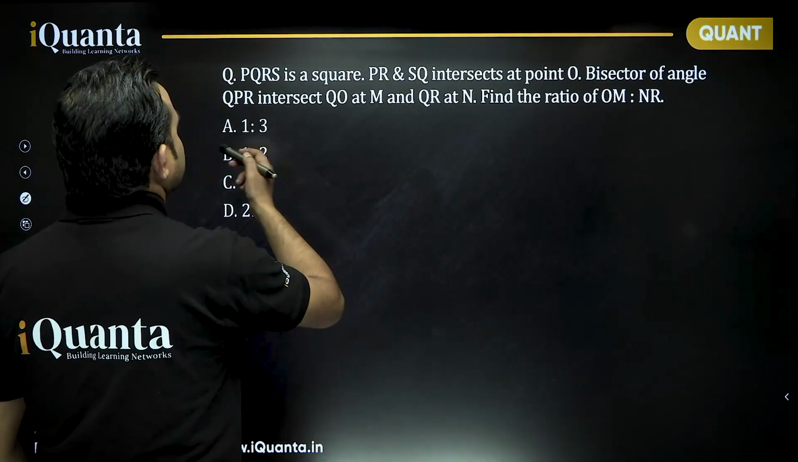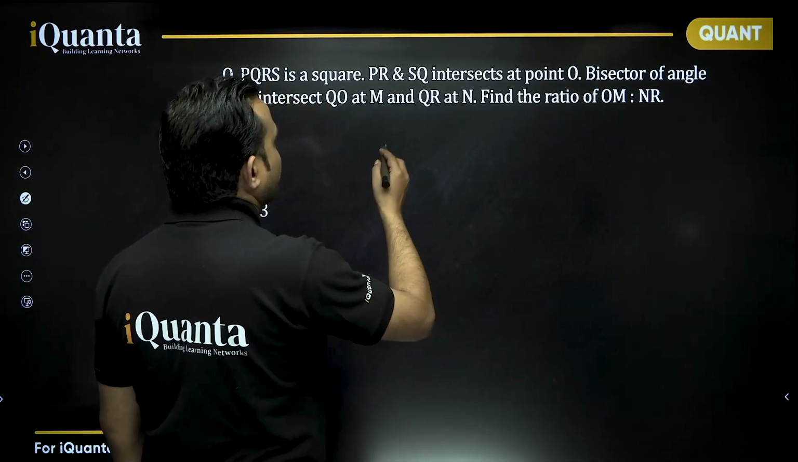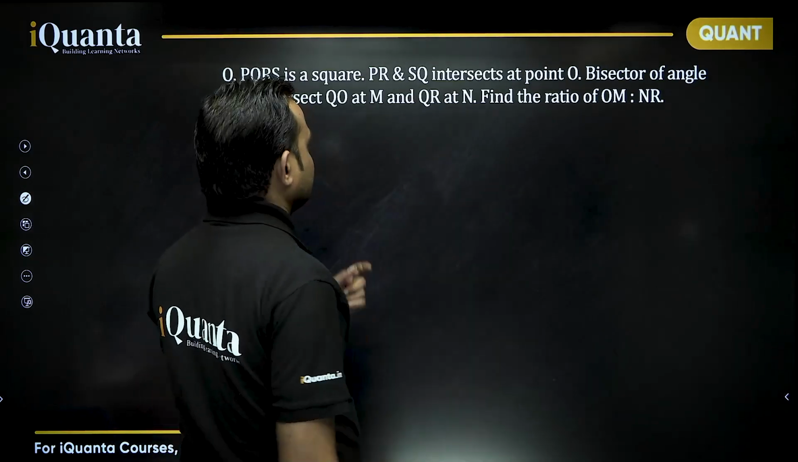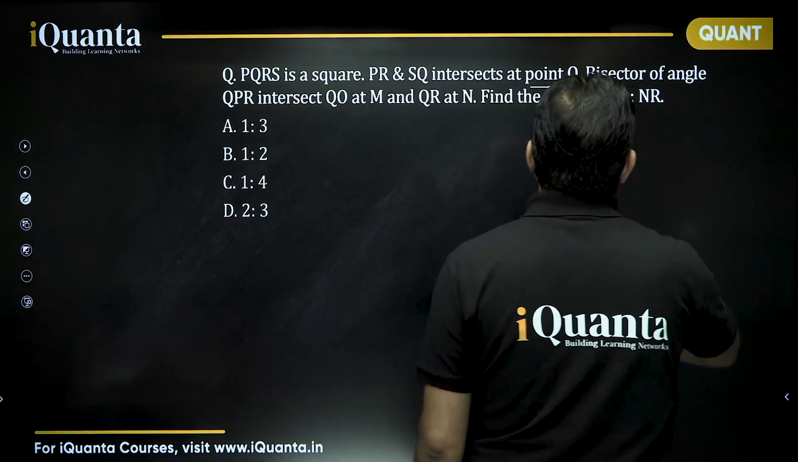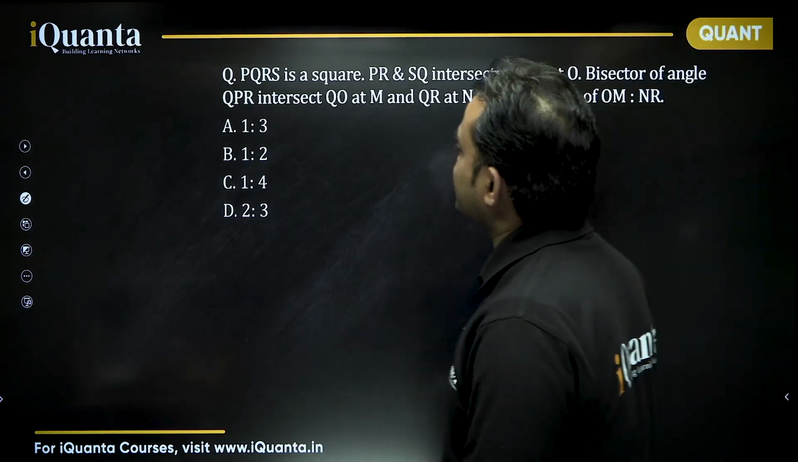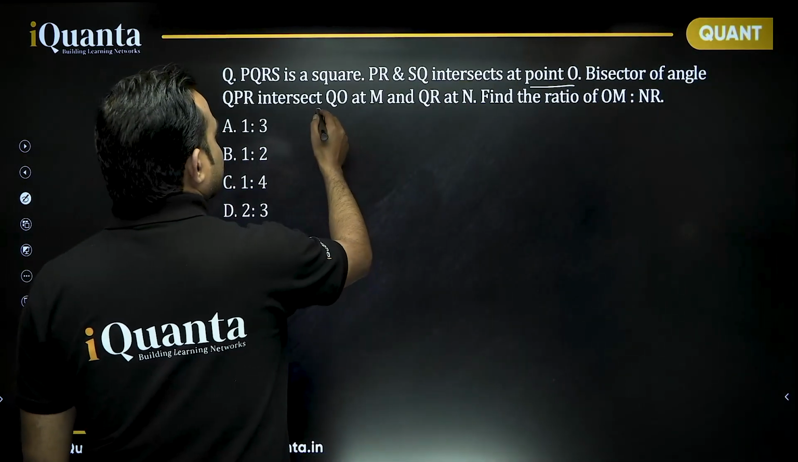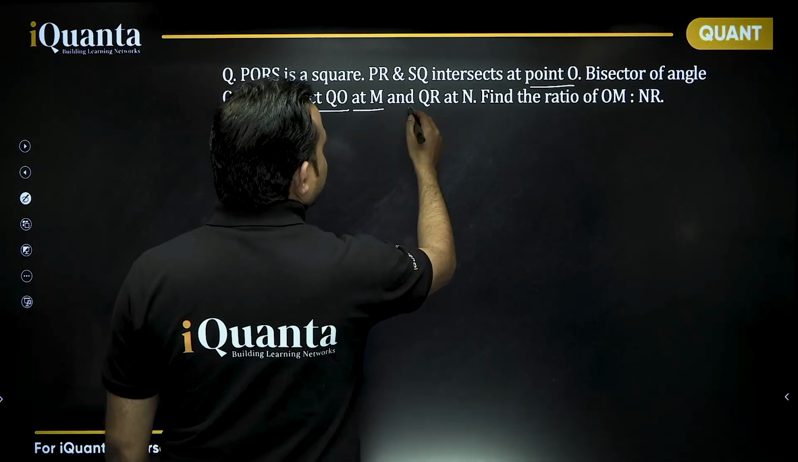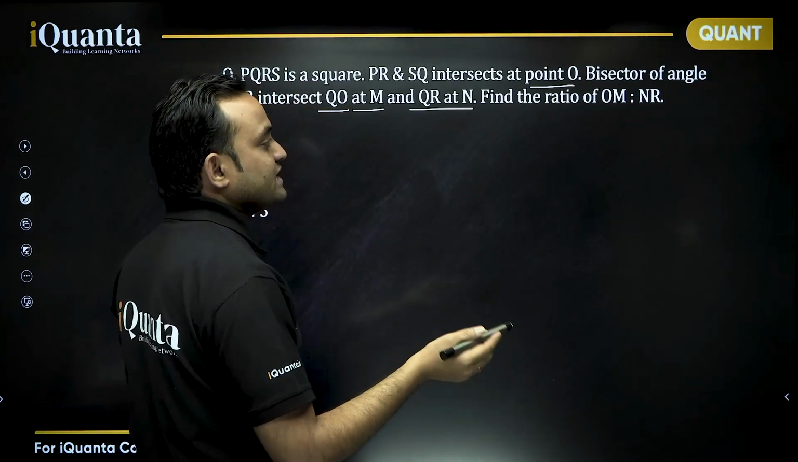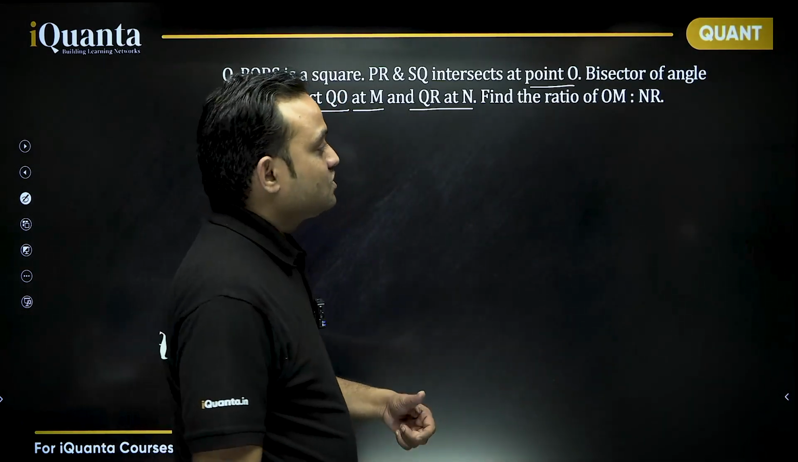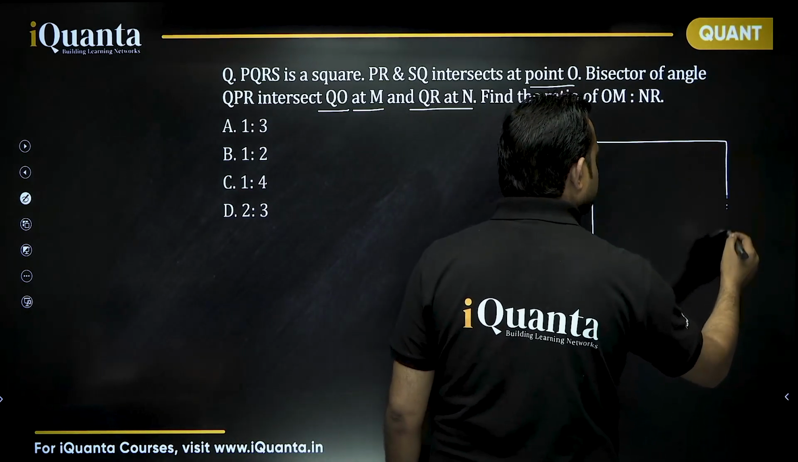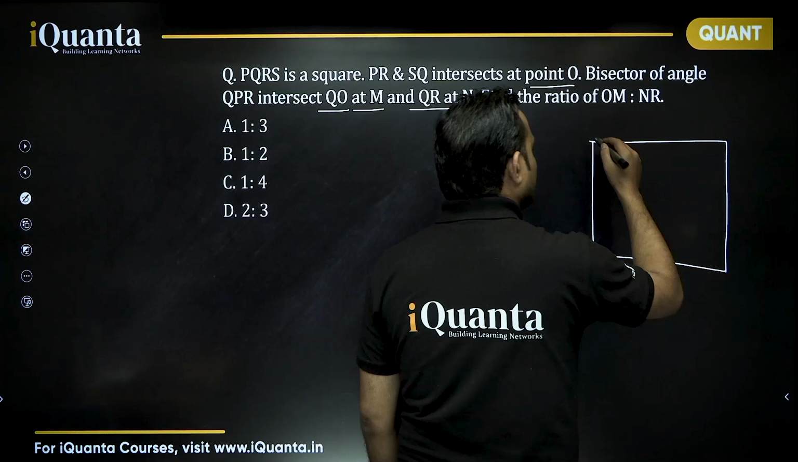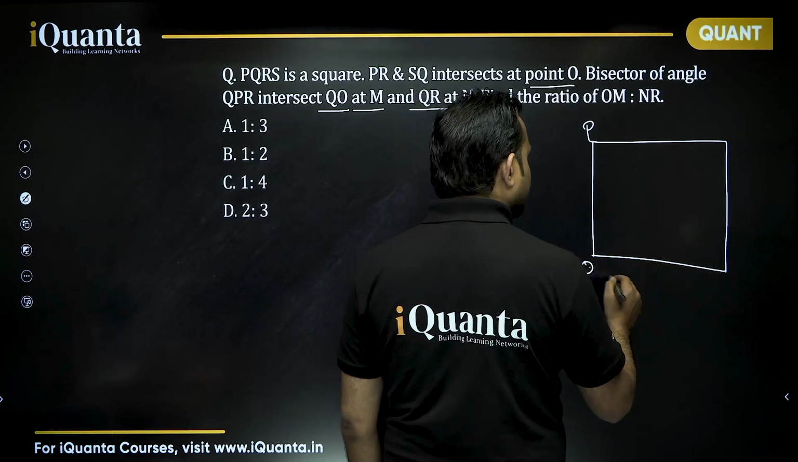Next question, it says PQRS is a square, PR and SQ, both are the diagonals, intersecting at point O. The bisector of angle QPR intersects OQ at M and QR at N. Find the ratio of OM to NR. So let's try to draw the figure and try to understand what is being asked here. So this is a square PQRS.